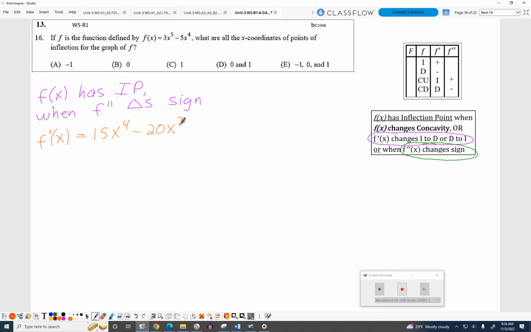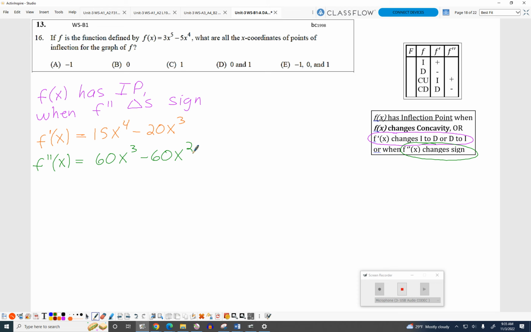Awesome. So keep going. So we have F prime. So Josh, now what do I do? F double prime. Keep going. And then that equals 60x to the third minus 60x squared. 2 points for Josh. Questions from anyone about anything?